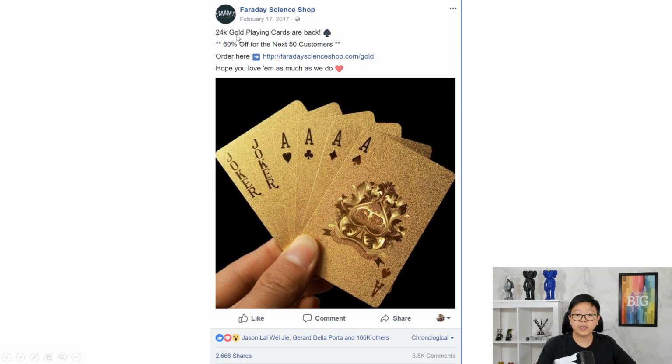24K playing cards. 100,000 likes, 2,600 shares. This is a photo ad. It's just a simple photo ad. 60% off for the next 50 customers. Order yours here, call to action. And they try to build rapport with their customers: hope you like them as much as we do. So these are the kind of ads that are selling retail price products.